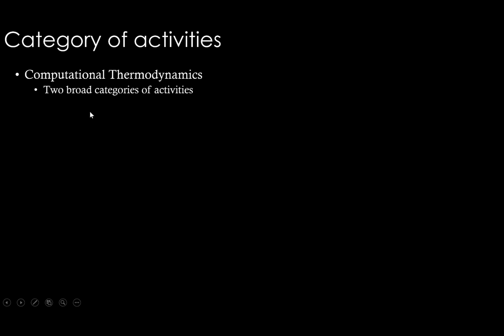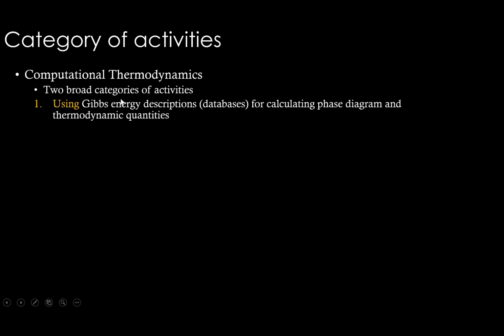Now, when it comes to category of activities in the computational thermodynamics, there are two broad categories one can say. One is using Gibbs energy descriptions, basically the Gibbs energy databases or thermodynamic databases, for calculating phase diagrams and thermodynamic quantities and so on. This is called thermodynamic calculation or simulation. Once you have the database, you can calculate phase diagrams and properties, and that is called simulation. Okay, thermodynamic simulation or calculation.